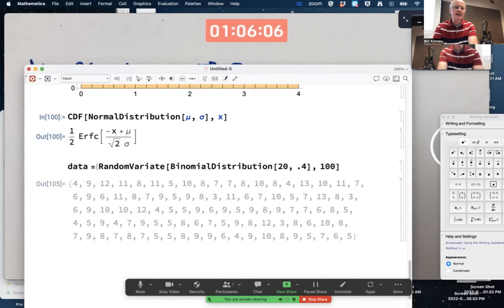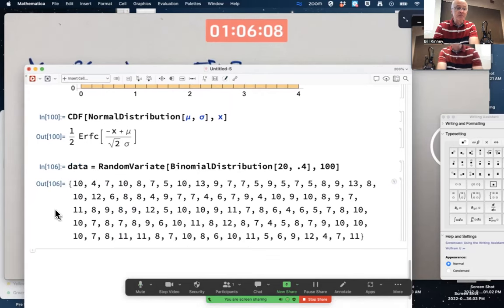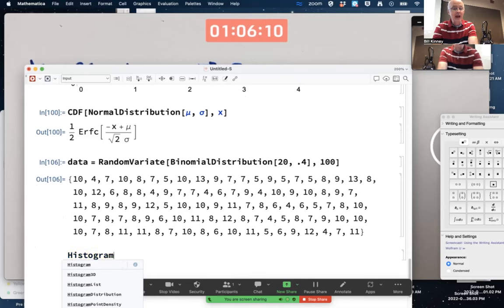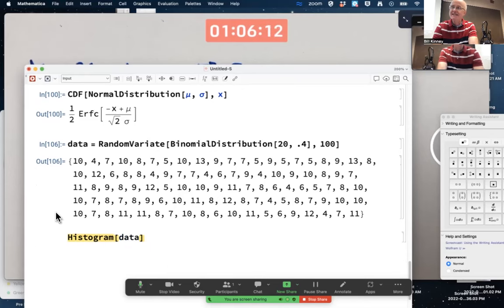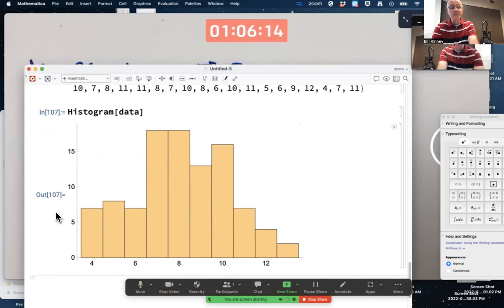Call this data. I don't have to call it data, but can I make a histogram of that? Well, yeah, but it's a histogram for a discrete random variable. These are counts of actual numbers. The number of 4s, the number of 5s, the number of 6s, 7s, 8s, 9s, 10s, 11s, 12s, 13s. Whereas with the continuous case, we were counting the numbers of values in intervals. So it's a little different interpretation of the histogram. You could say it kind of looks like a normal curve.